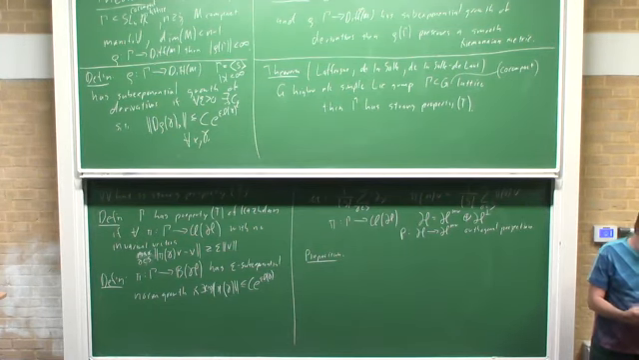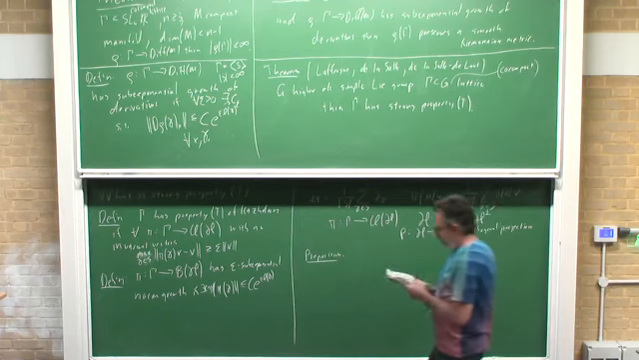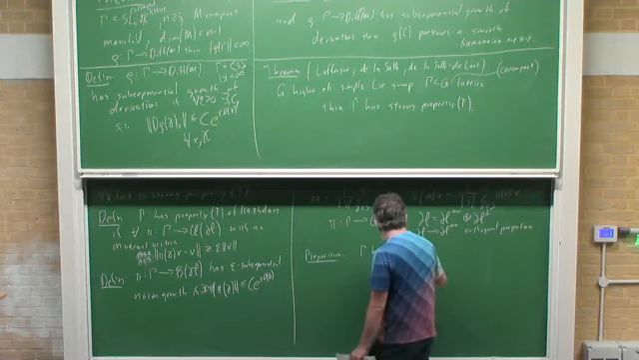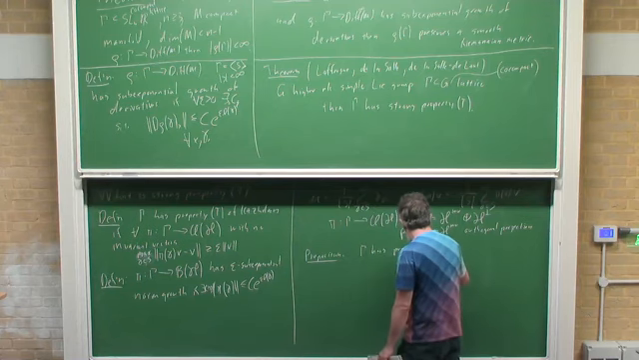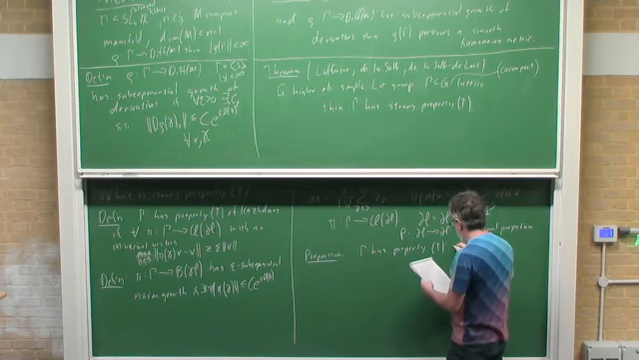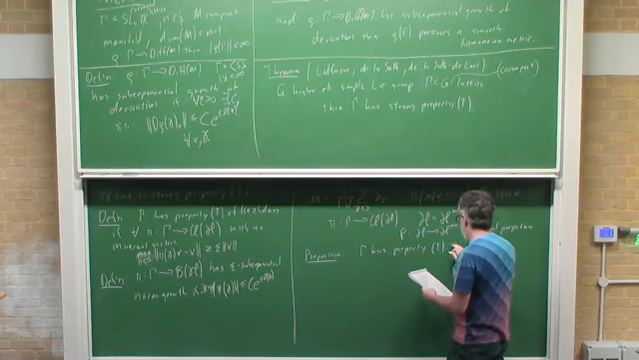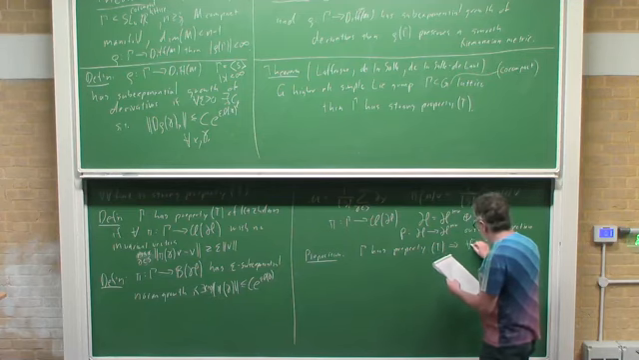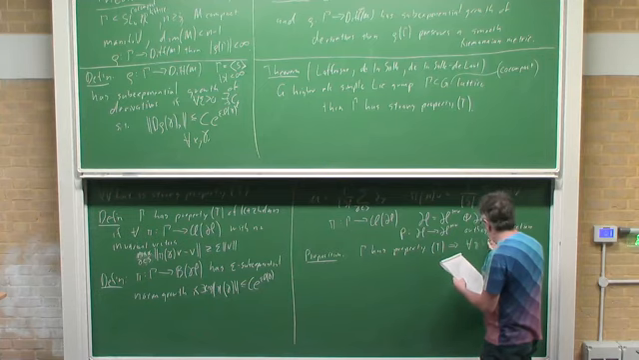That says that gamma has property T. This happens, I'm just going to do the forward implication. There is a reverse implication, but I have to set things up slightly more carefully.